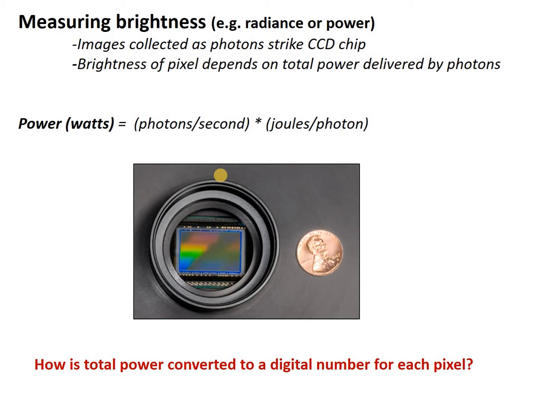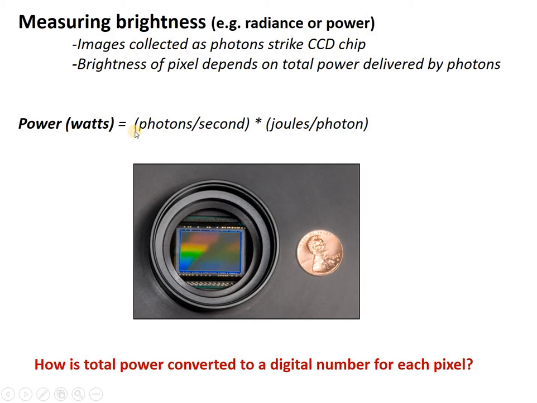So it's worth understanding how detectors work a little bit. A satellite camera is just like any other modern camera. Images are collected as photons strike a CCD chip, right? So this CCD chip here is literally divided into a grid of photosites, and photons come in and they hit those photosites, and the brightness of any given pixel in the resulting image depends on how much power was actually delivered by photons to that pixel, which corresponds to some point on the ground.